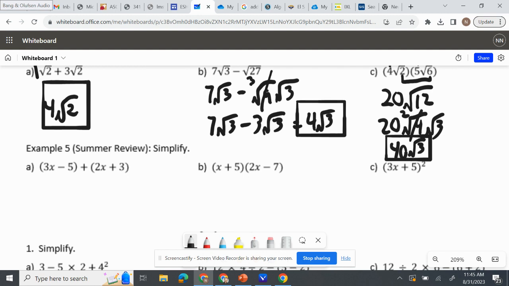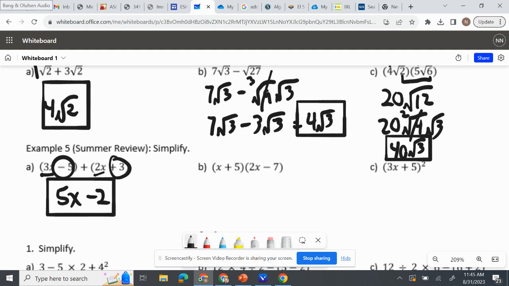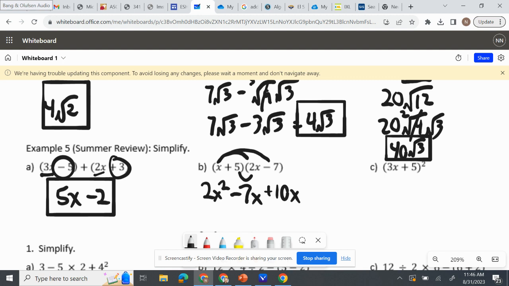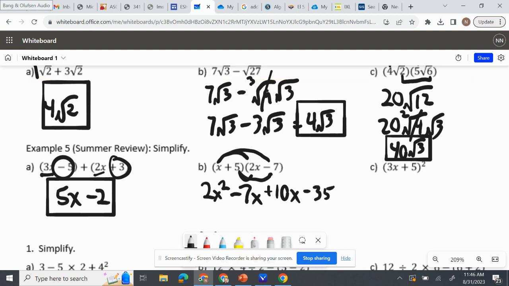And for our last one, what we're going to do is add our like terms. 3x plus 2x is 5x. Negative 5 plus 3 is negative 2. Here we're multiplying them, so we're going to FOIL. 2x squared minus 7x plus 10x, and then minus 35. Here we have the like terms, so 2x squared plus 3x, and then minus 35.